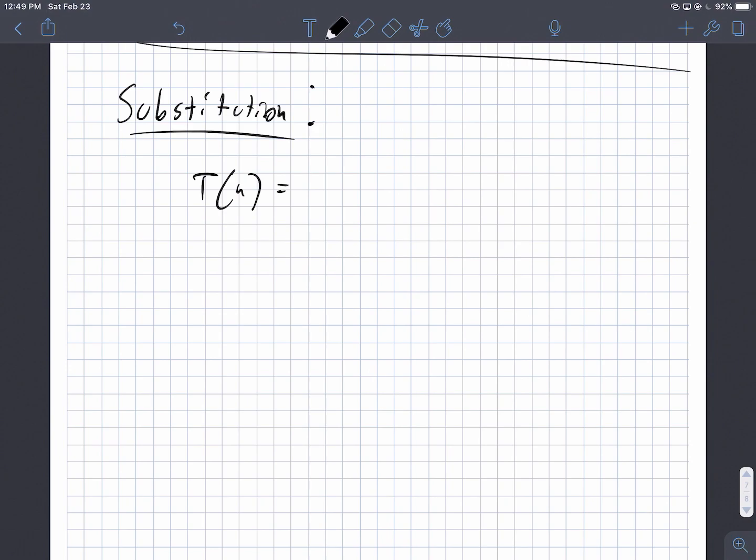Oh god, am I going to be able to do this? Substitution is hard, so we'll see if this goes well. There it is. T of n, what is that? 2T of square root of n plus n.